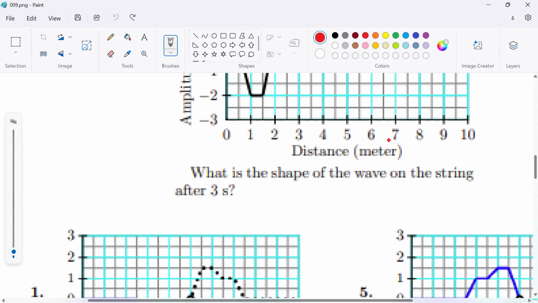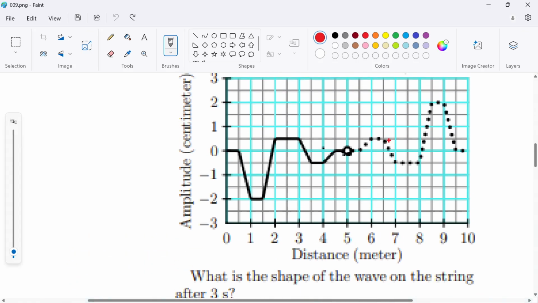What is the shape of the wave on the string after 3 seconds? So here's what I did to solve it. I'm not sure what's going on here. Again, is this thing going to move past this fixed point? That's a fixed point. Or is that just showing as a reflection what's happening? So I just took each point, and if it hit 5, I reflected it back.